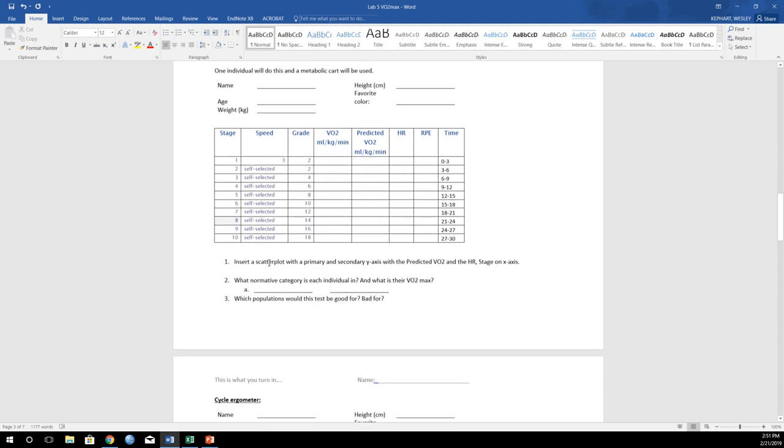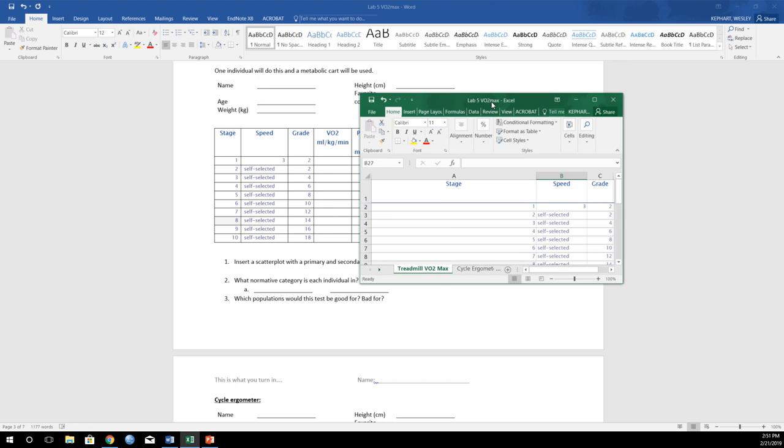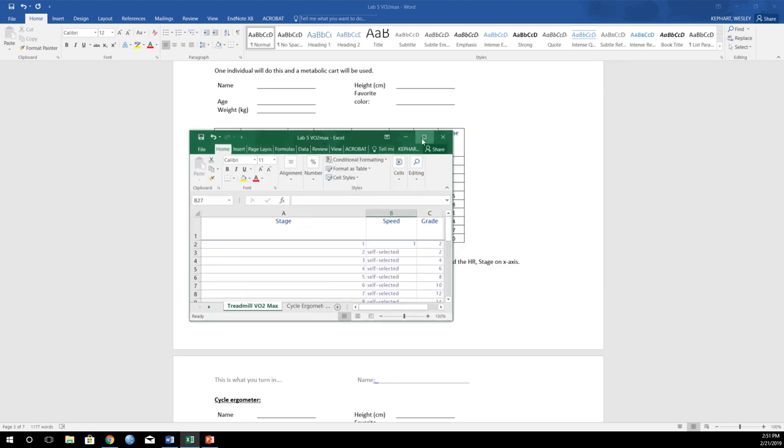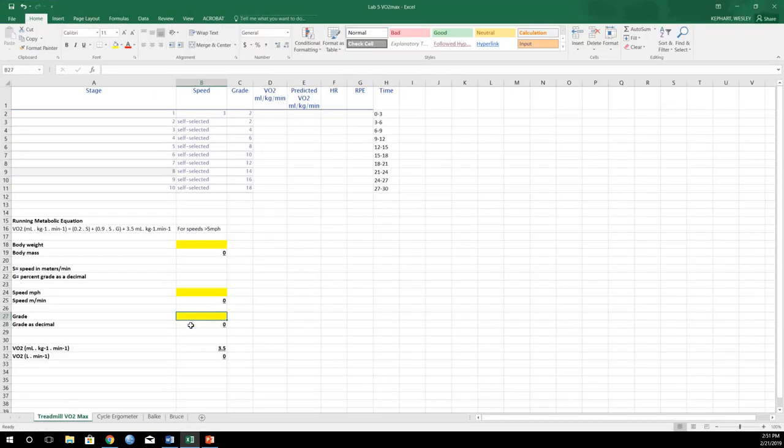Now let's talk about some things. So I want you to put a scatter plot with a primary and secondary y-axis with predicted VO2 and heart rate on those two y-axes, and then stage on the x-axis. Okay, so hopefully you have this file pulled up. So let's look at how to do that.